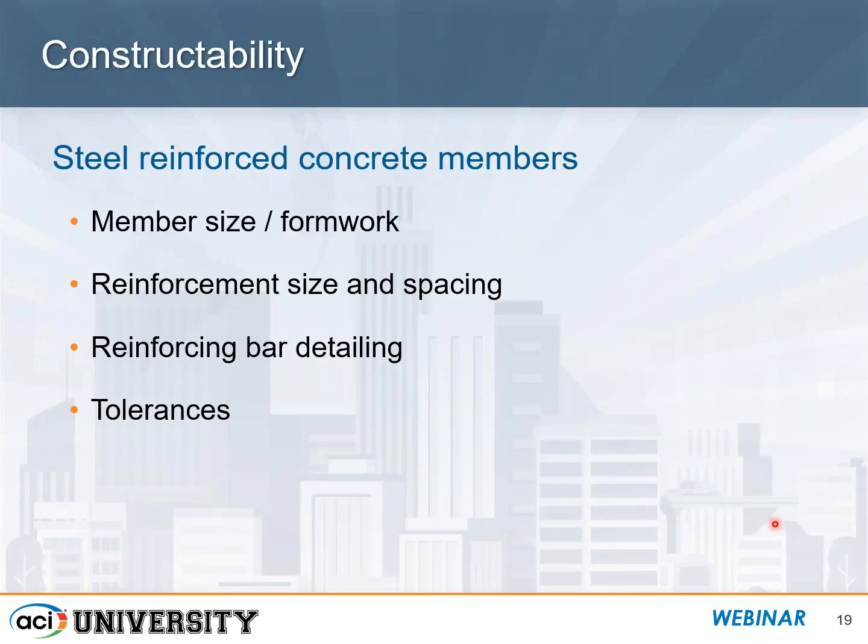So today we're going to look at this, as well as tomorrow. We're going to look at member size and formwork. How does that affect constructability? We're going to look at providing certain size and spacing and reinforcement for the elements, our one-way, two-way slabs we're going to cover today, as well as beams. We're going to look at some reinforcing bar detailing. Again, these are general recommendations and guidelines that we've used through the years that we know that work. And finally, we're going to look at tolerances.